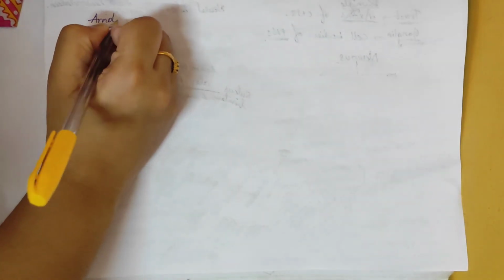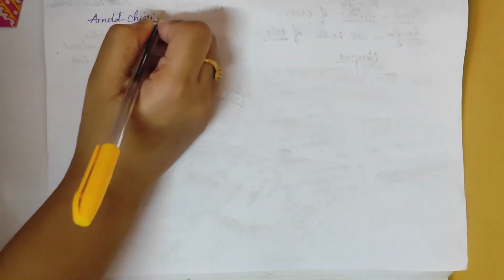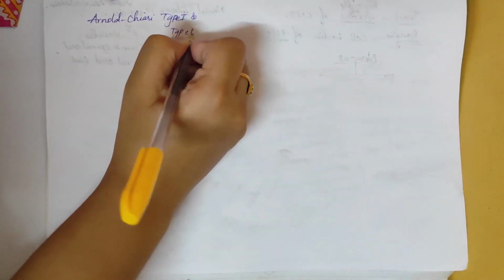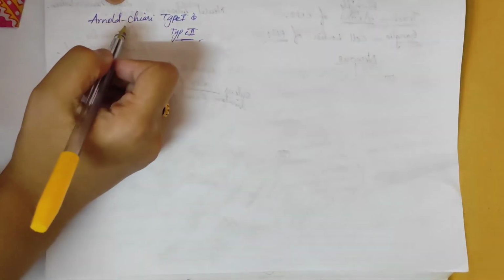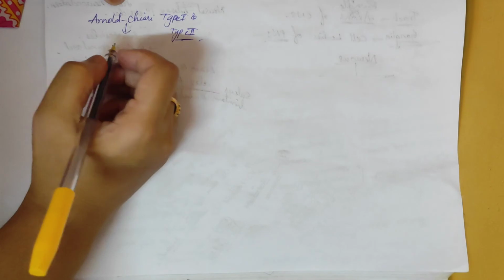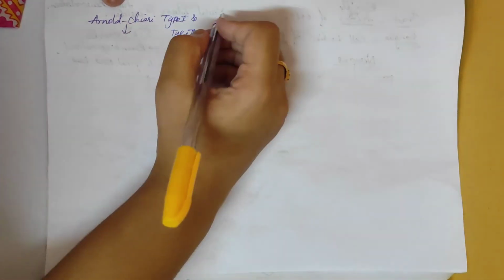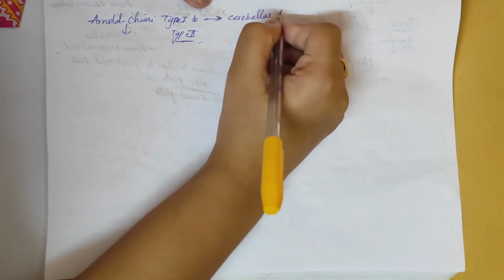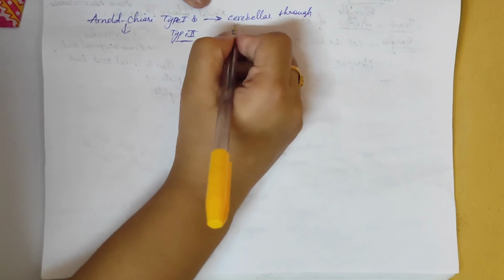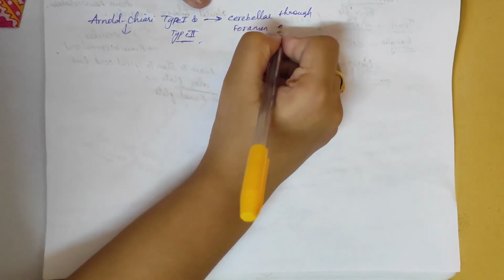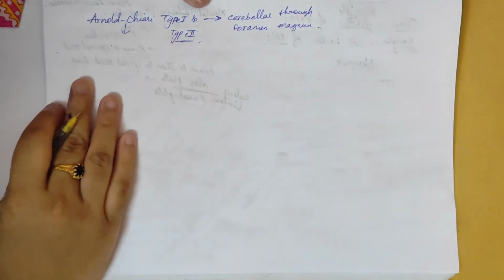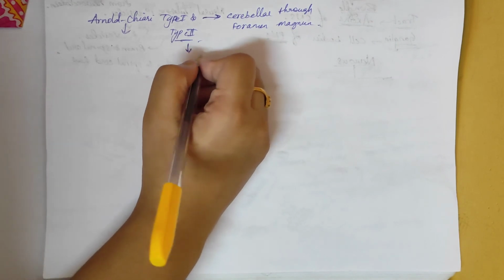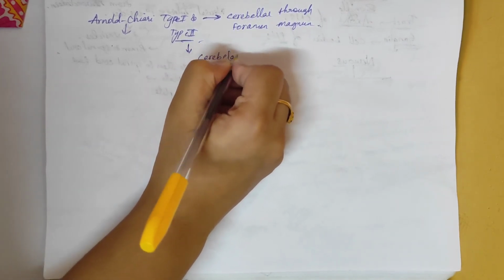And next one is Arnold Chiari, type 1 and type 2. This has two types actually. What is this Arnold Chiari actually? This is downward herniation of different parts of the brain. That is, in type 1, it is the cerebellar tonsils through the foramen magnum. In type 2, it is the cerebellar vermis.